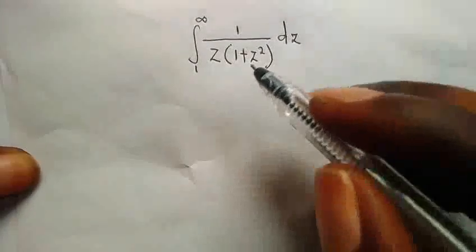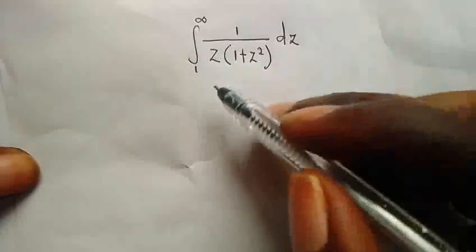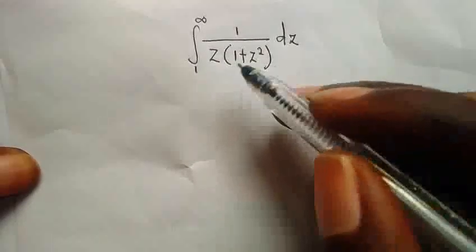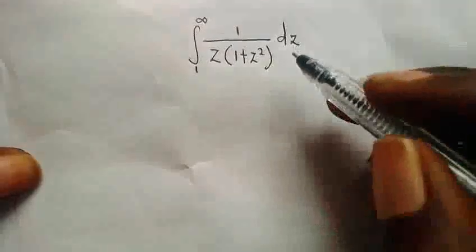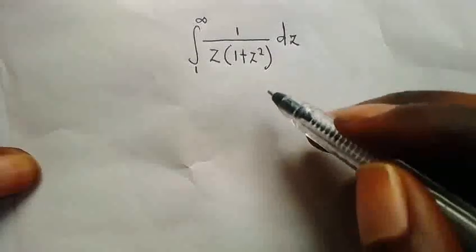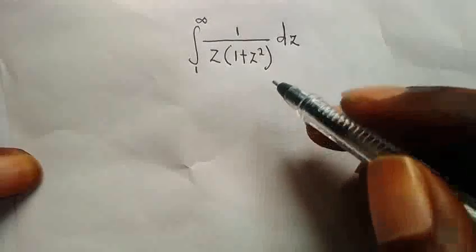Today we have the following integration problem: the integral from 1 to infinity of 1 all over z times (1 plus z squared) dz. In this video, we'll be making use of a clever substitution, okay?